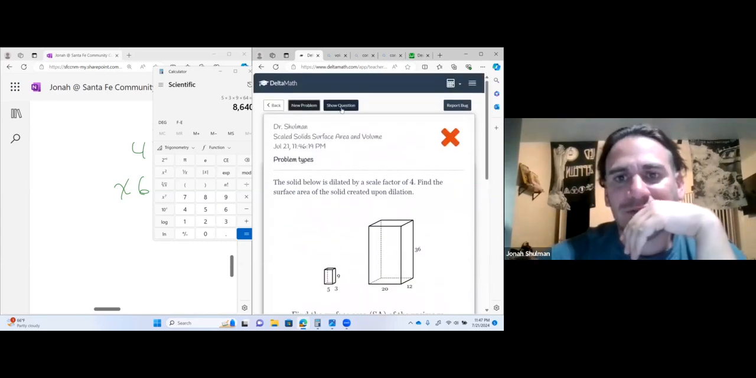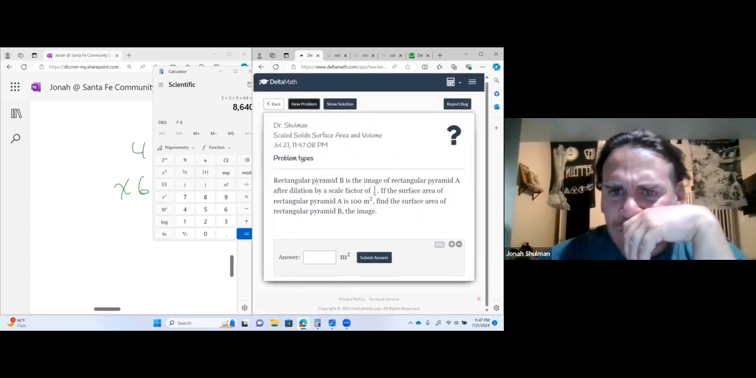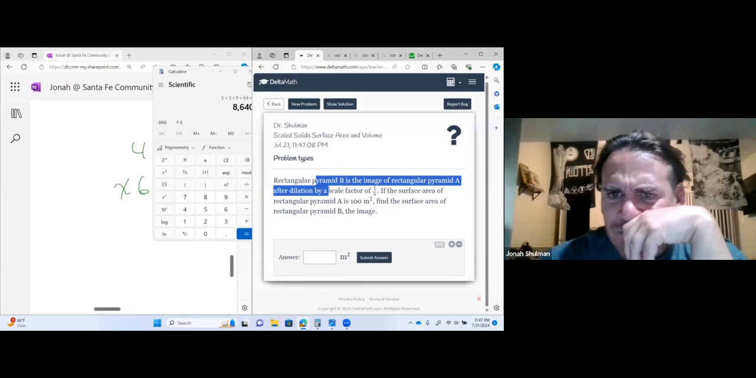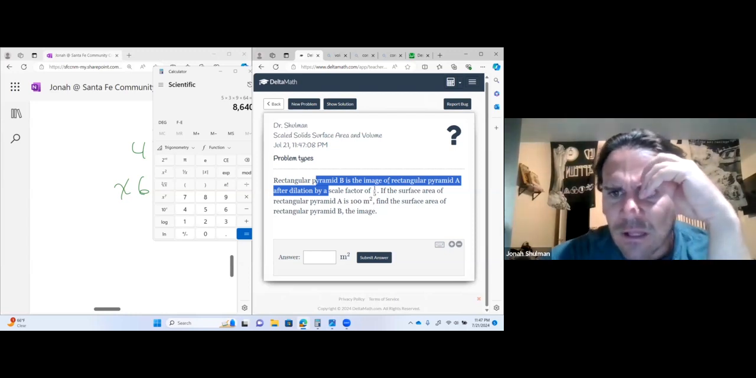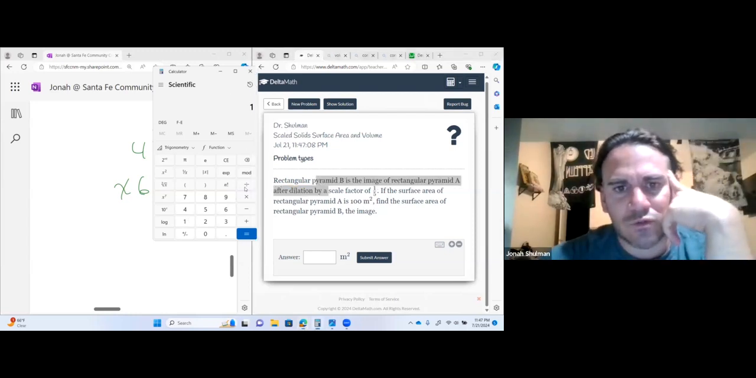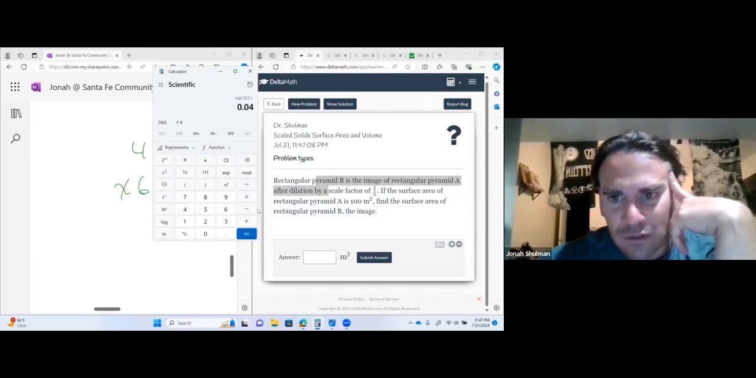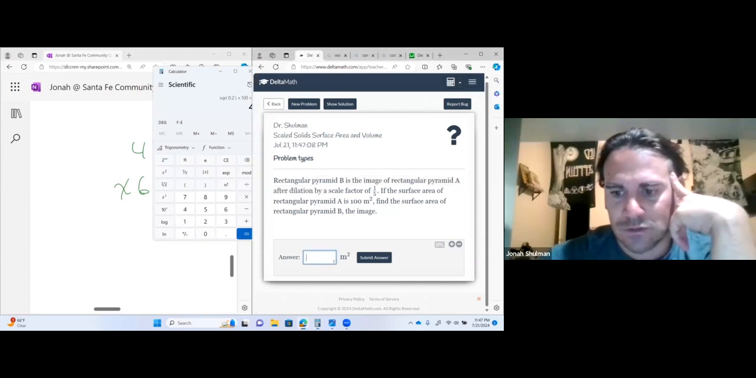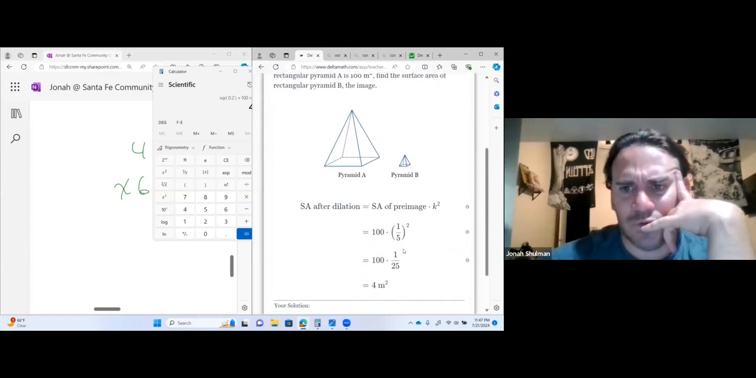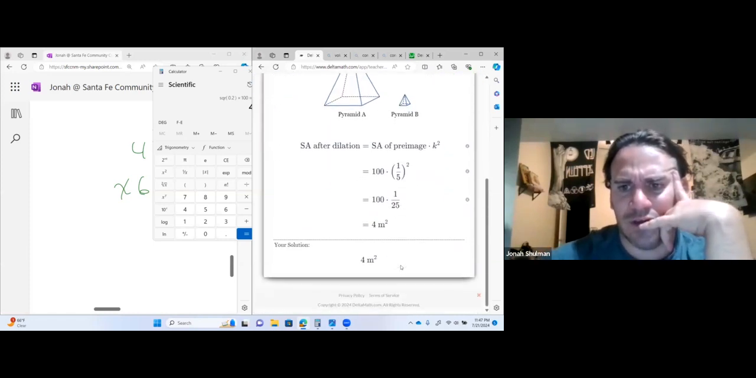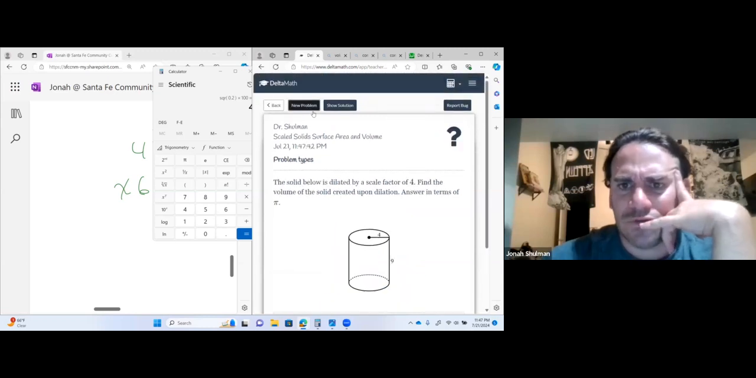All right, let's do a new one. We got a rectangular pyramid after dilating by 1/5. The surface area of the pyramid is 100. Find the surface area after it. So it's 1/5, but it's squared. We have to square this and times it by 100. We should get 4. Nice. 100 times 1/5 squared. 100 times 1 over 25. It is 4. One more just for fun.